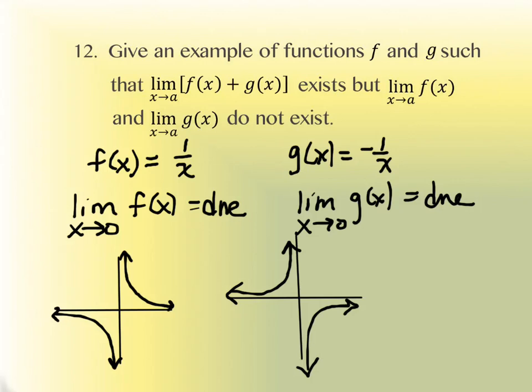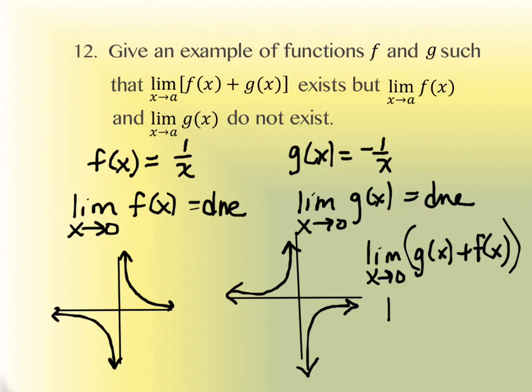But what happens when I add these functions together? I've put it in the wrong order, but it doesn't really matter. When I add these two functions together, I get 0. What is the limit as x approaches 0 of 0? It's 0. It exists, doesn't it?